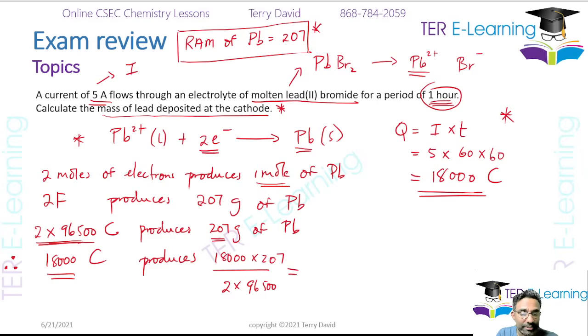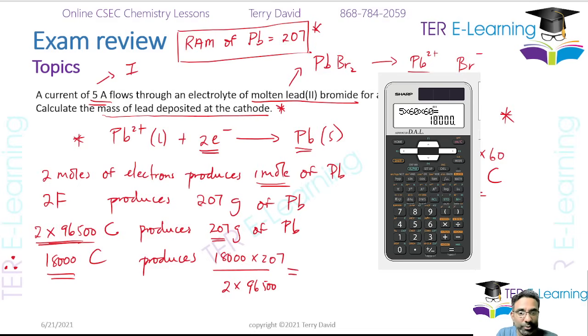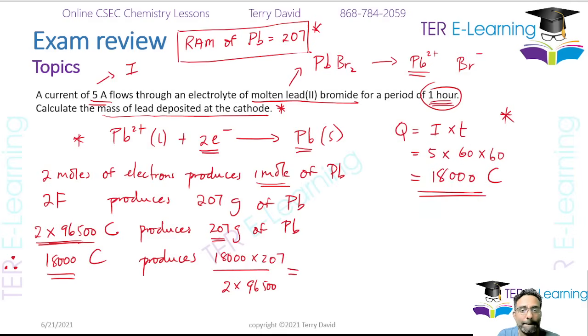Now let me show you how you're doing this in your calculator, because there are many students that have problems working this out in a calculator. First things first, I already have the 18,000 in the calculator. I'm going to multiply by 207. I'm going to get this big number here. Divided by, now if you're doing all of this in your calculator, please use a bracket, because in your denominator, you have 2 multiplied by 96,500. So this is 2 multiplied by 96500, close my brackets here, equal. And what I'm going to get here is 19.3 grams. So my answer here is going to be 19.3 grams of lead.